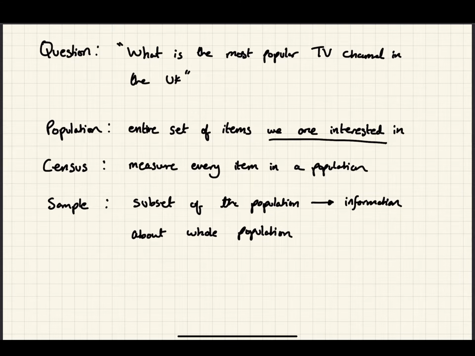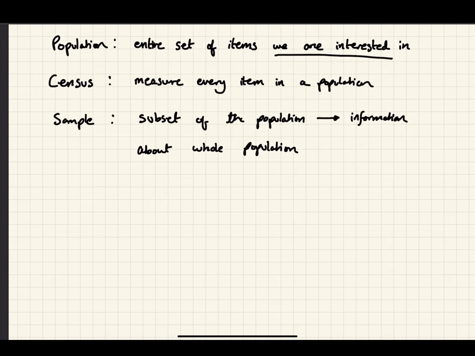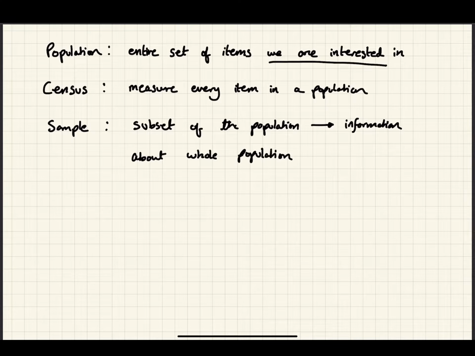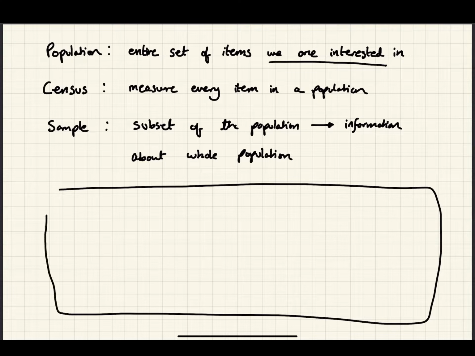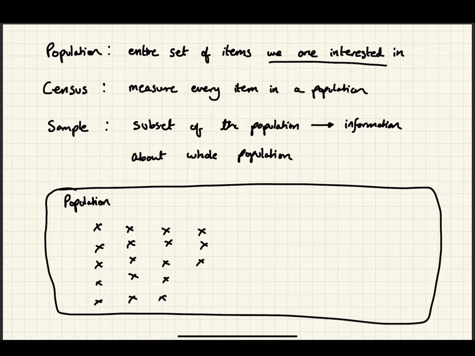This is a bit more practical because often I can't ask every single person. Now, just to put this together and help you understand it better, let's say I had an entire set of people. Let's say this was my entire population here. And let's say in my population, these crosses represent all of the people in my population. This is just an example. So let's draw a couple of crosses.